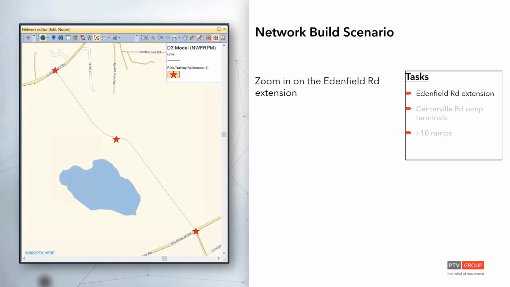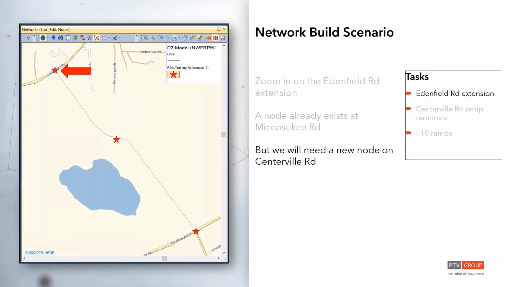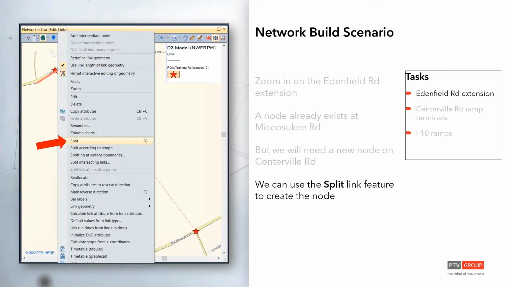So just to kind of talk through the process, and then we'll go into the actual software and do it. What that's going to look like is that we already have a node down here at Mikosuke Road. It's just a T intersection, but we're going to be adding a leg to that. And we need a new node on the Centerville Road link. So we're going to first start by splitting the link at Centerville Road. This will create a new node for us that we can operate off of to build a new link.